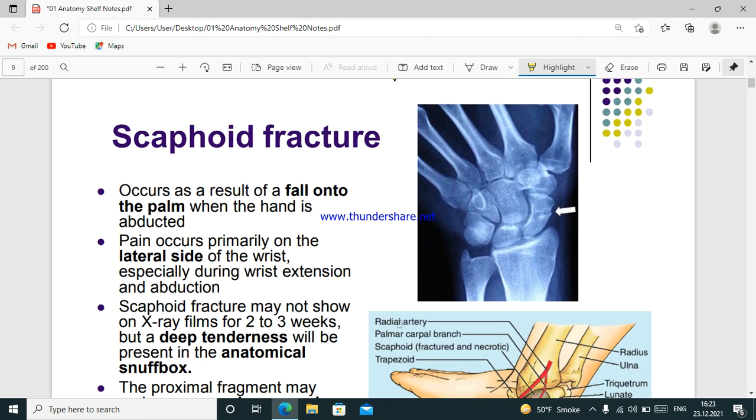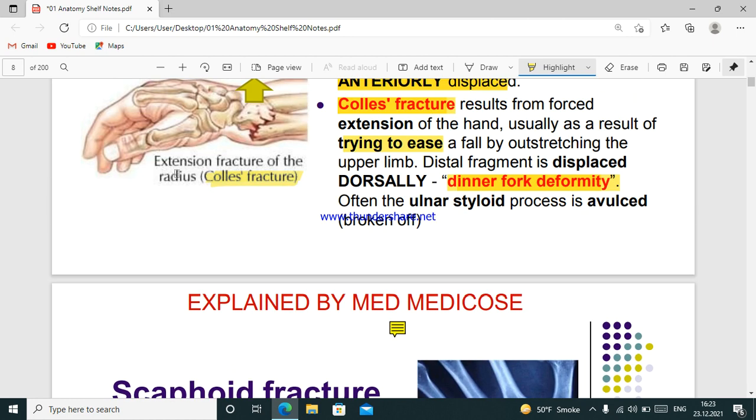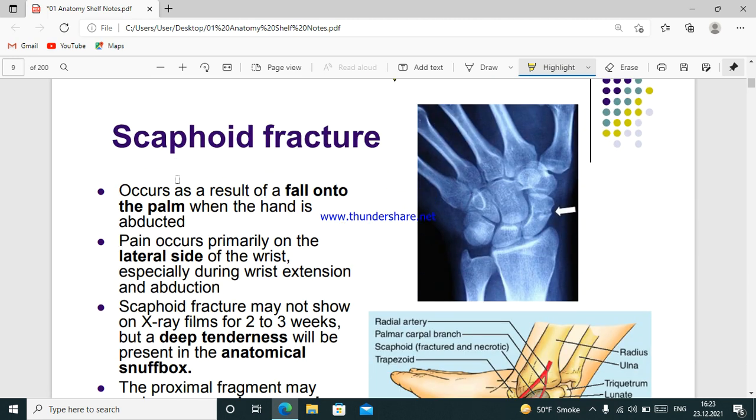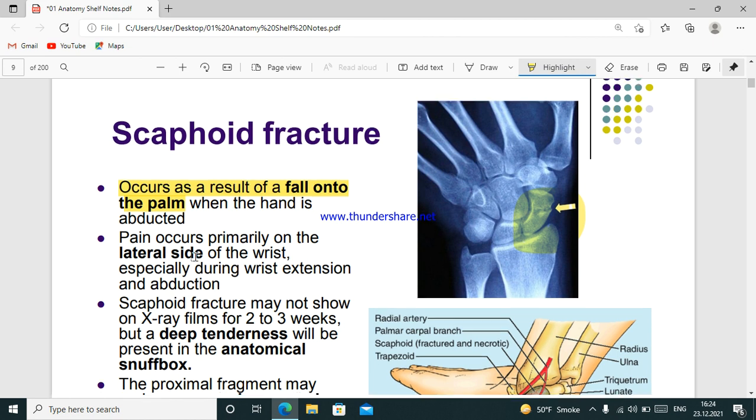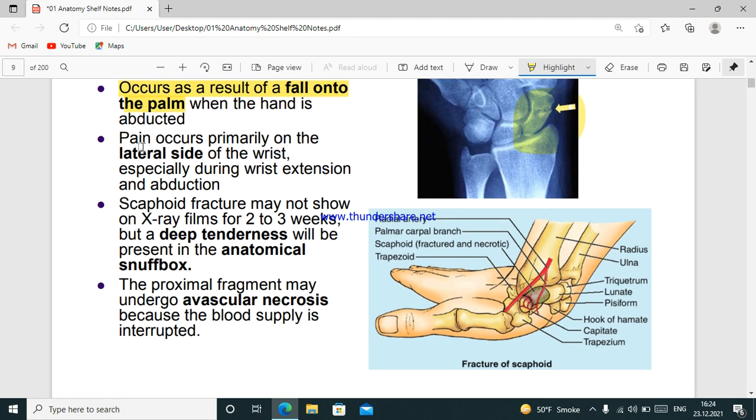The other one we know about is the scaphoid fracture. The scaphoid is one of the carpal bones present in our hand, shown here, and it is mostly broken in this situation: it occurs as a result of a fall onto the palm, when the hand is abducted. Pain occurs primarily on the lateral side of the wrist, especially during wrist extension and abduction.